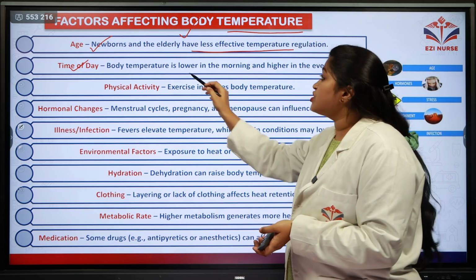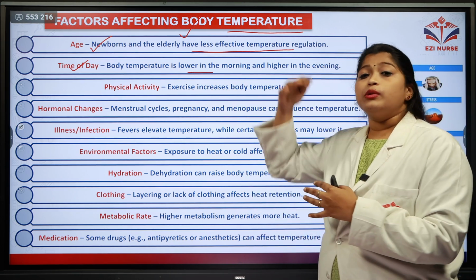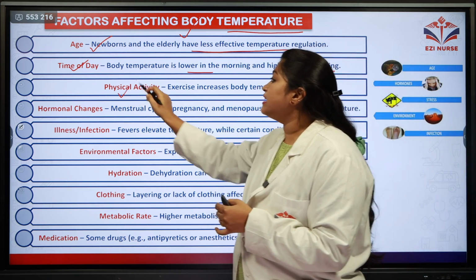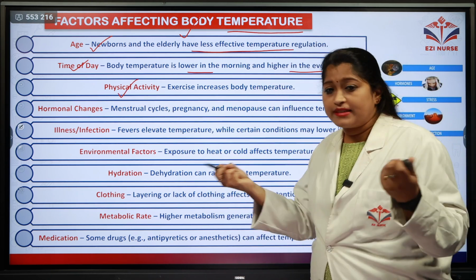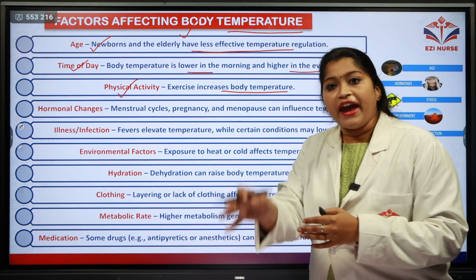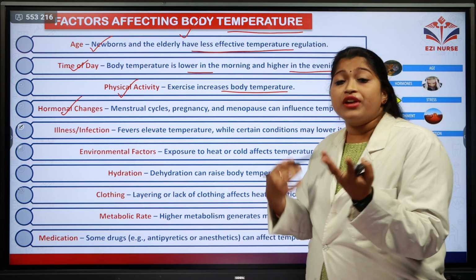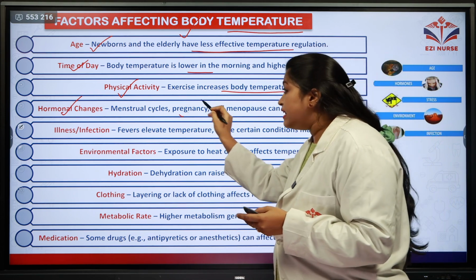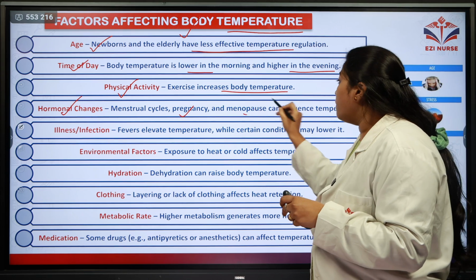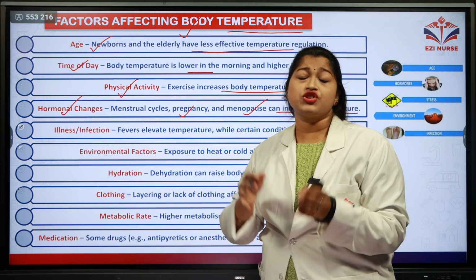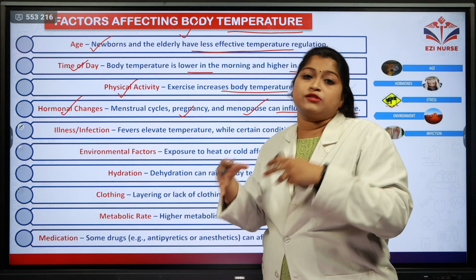And the second factor, importantly, is the time of the day. Usually our body temperature is lower in the morning and higher in the evening. And the next, the physical activity. When you are doing extreme exercise, your body temperature increases. The next factor is hormonal changes. The menstrual cycle in women, pregnancy, and menopause can sometimes increase or decrease the body temperature according to that woman's body.